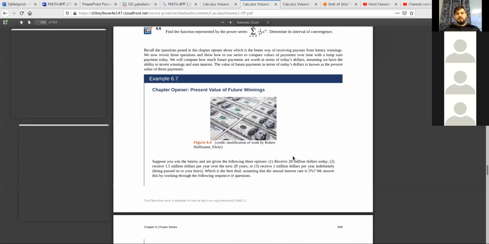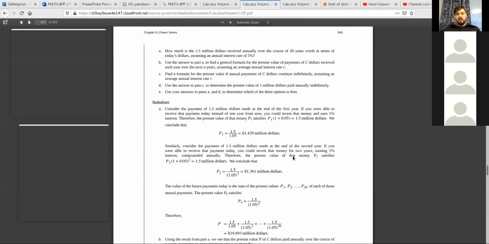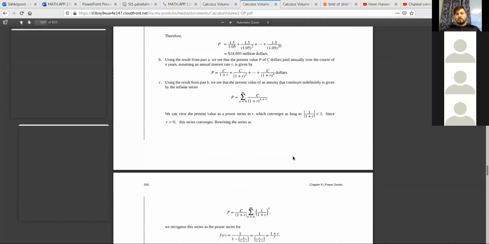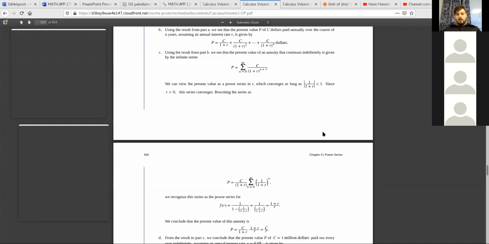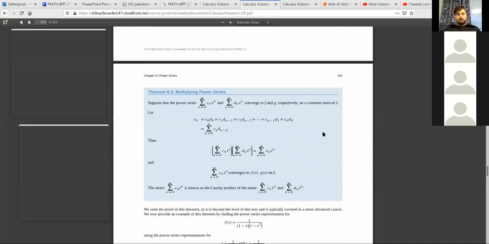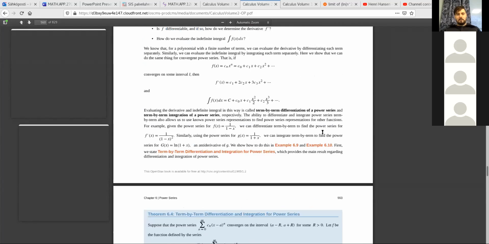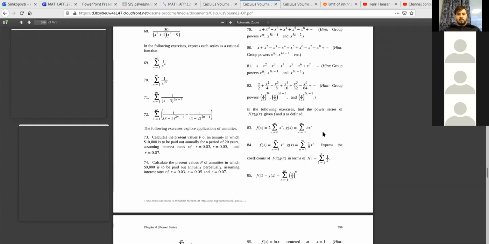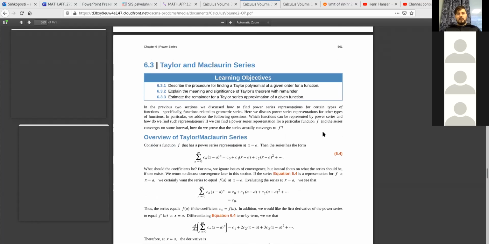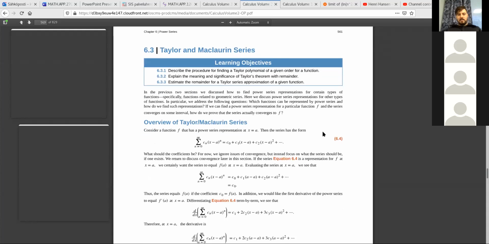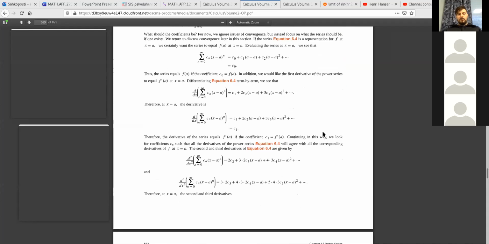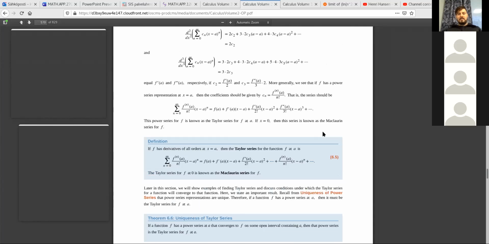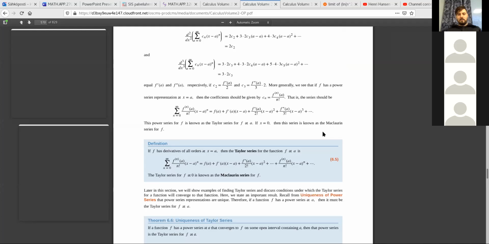There was this cash flow, present value of future winnings. So the present value of future winnings is: in the future you're going to earn something, and you're discounting it like this. Expressing these as functions and so forth. And with the Taylor and Maclaurin series, you can express these nicely. Basically all the elementary functions can be expressed using these.